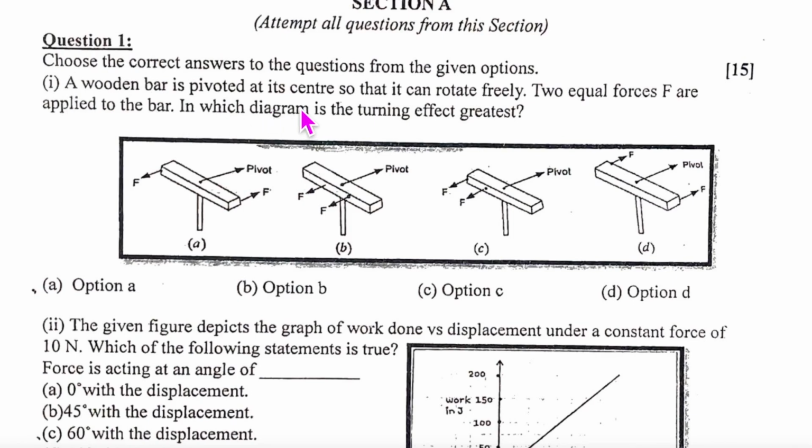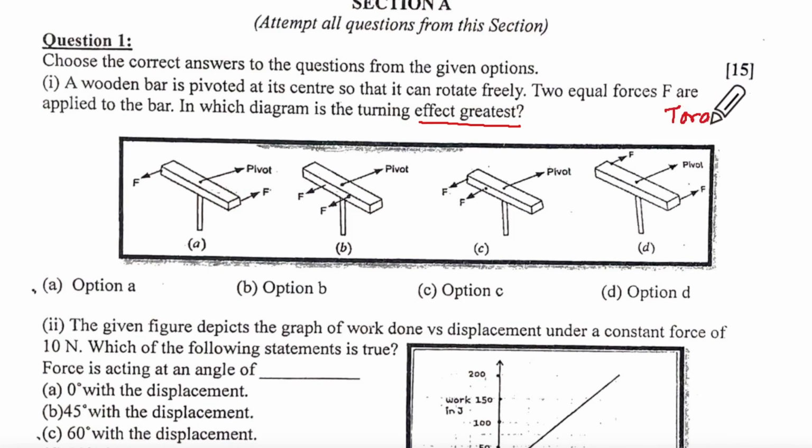A wooden bar is pivoted at its center so that it can rotate freely. Two equal forces F are applied to the bar. In which diagram is the turning effect greatest? A, because... Now, turning effect greatest, you will need the thinking step right over there.